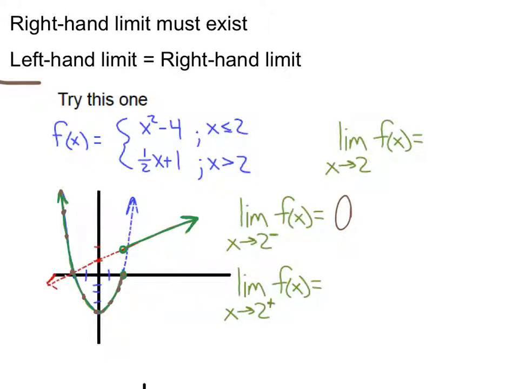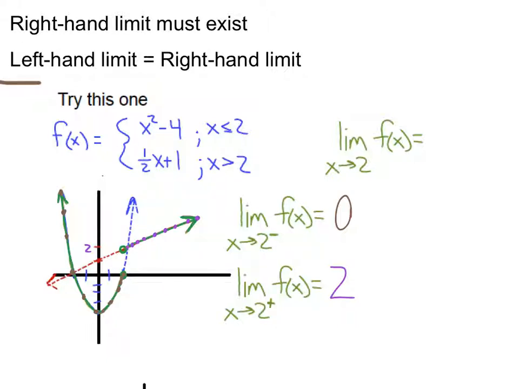Now, let's look at our right-hand limit. If we go to the far right-hand side and we start coming back towards 2, it's decreasing, decreasing, decreasing. What is it getting closer and closer to? It's getting closer and closer to 2.